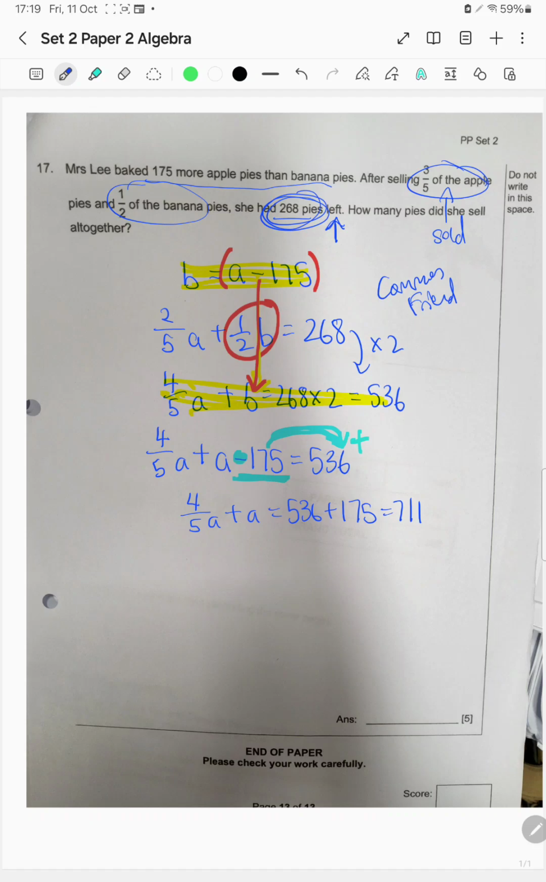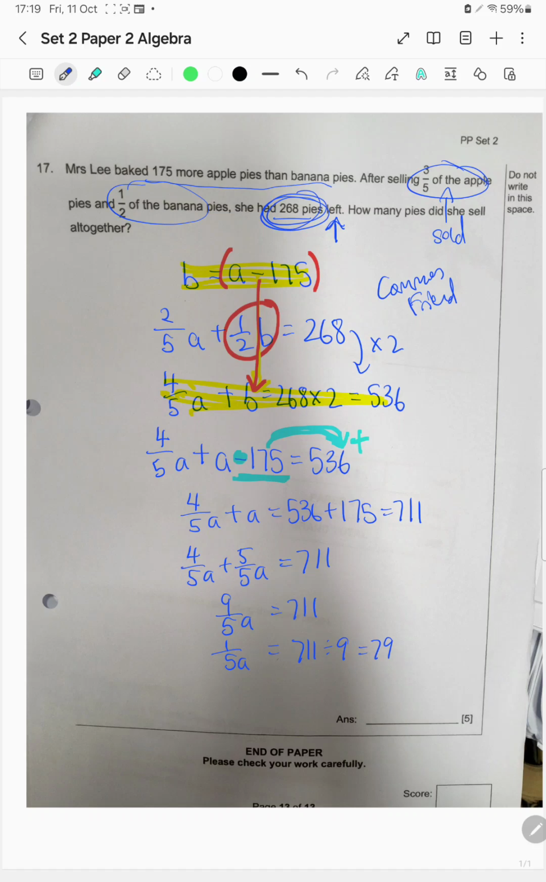So what is 4/5 A plus A? A is one whole, right? So it looks something like that. One whole, I want to add it up. So that would be 9/5 A equals 711, okay. Let's find 1/5 A. So it's 711 divided by 9, and that will give you 79.